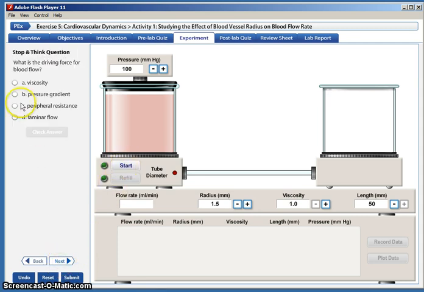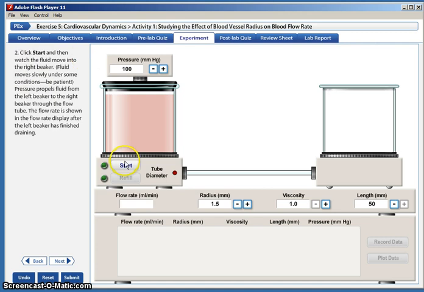It says, what is the driving force for blood flow, and that really we know now is pressure. They like us to check that. Click start, and watch. This is going to drain kind of slowly. There's no way you can speed it up, so you just deal with it and let it go.